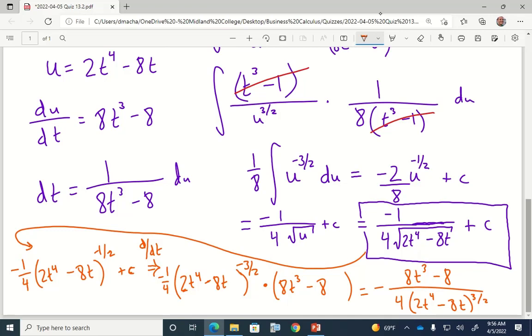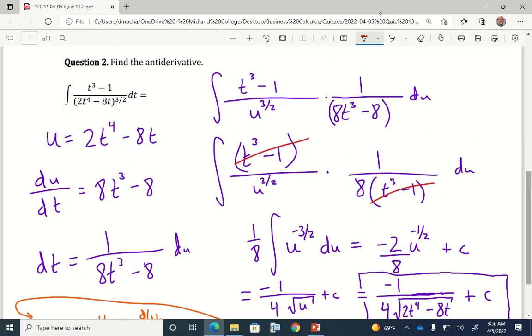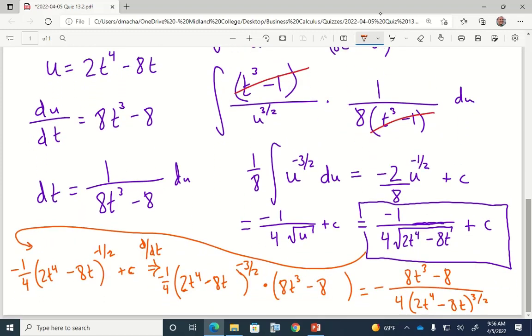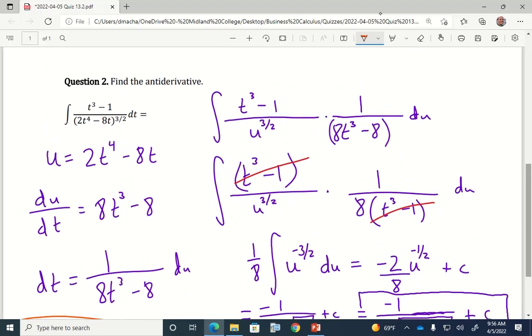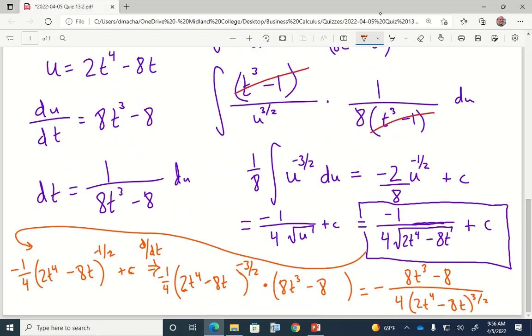Let's see. It looks like I've made a mistake, but I can't tell where. Oh, I need to distribute the 4 on the bottom, and then you divide. Oh no, the 8t. Or you take out the 8 on the top, I think. Right? Yeah, so I should factor out the 8 on the top.